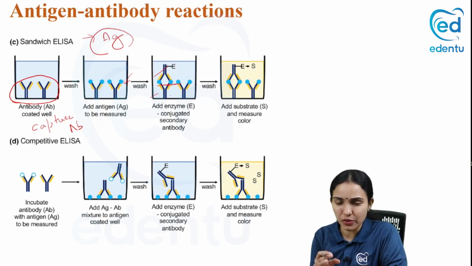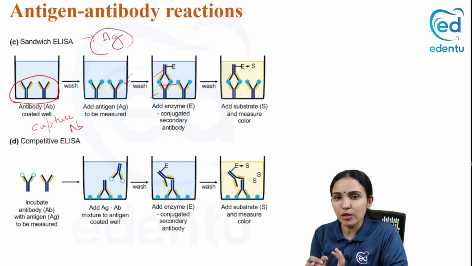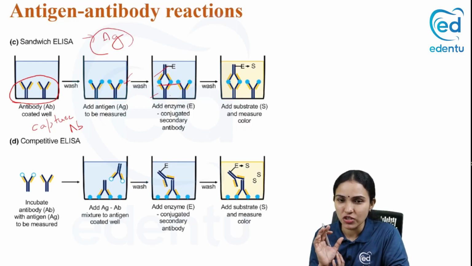And the last one is competitive ELISA. It may be a little bit confusing, but the only thing to remember is that everything in competitive ELISA is like indirect ELISA. But in competitive ELISA, if color is present in the well, it indicates that the patient's serum doesn't have that particular antigen or antibody.